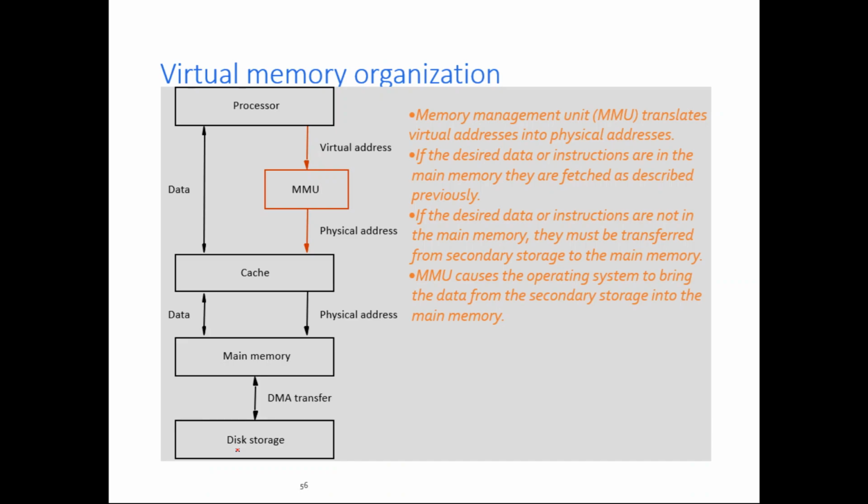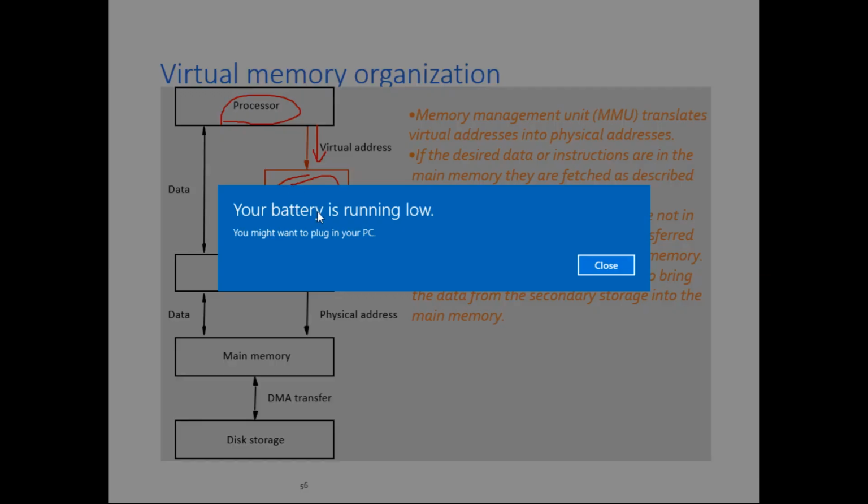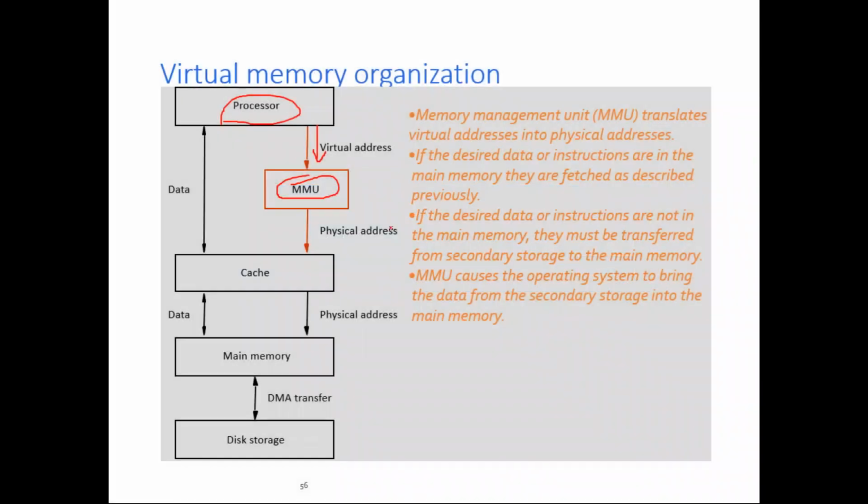Now let us see exactly how virtual memory works with this diagram. The processor is going to generate a virtual address. The virtual address goes to the MMU, the memory management unit. The memory management unit identifies the equivalent physical address, and then it checks whether the content at the generated physical address is available in the cache or not. If it is available in the cache, fine, the processor can get it very fast. If it is not in the cache, then it will check whether it is in the physical memory, the main memory, or not.